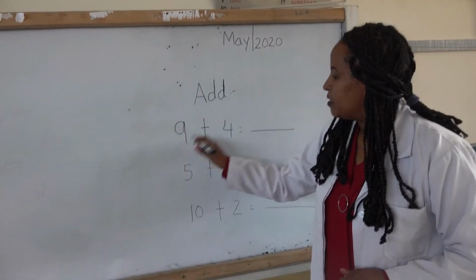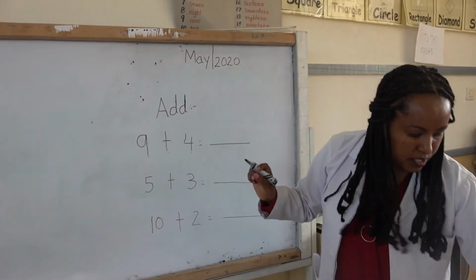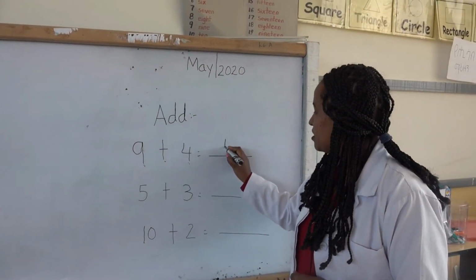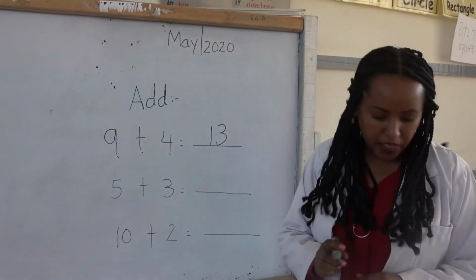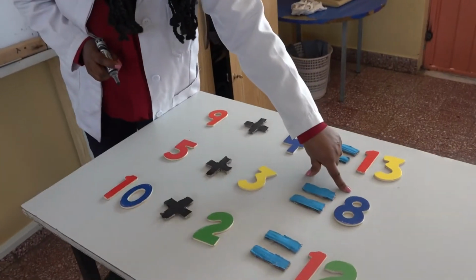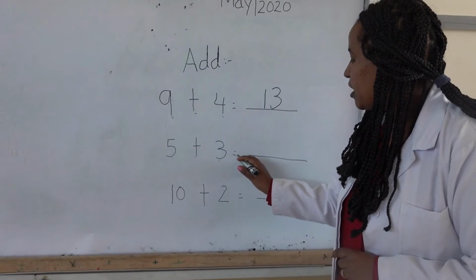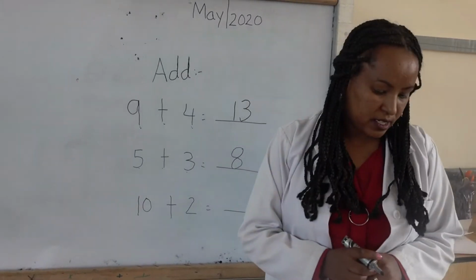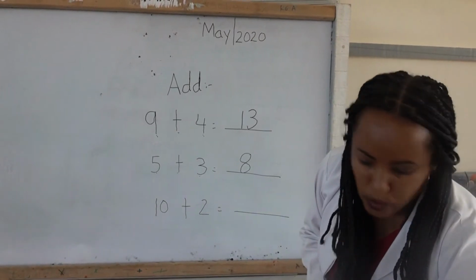Here is 9 plus 4. 9 plus 4 is 13. 9 plus 4 equals 13. Then you write 13 on the space provided. The next one is 5 plus 3. We got 8. Yes? So 5 plus 3 equals 8. So you write number 8 on the space provided. Then 10 plus 2 is equal to 12.